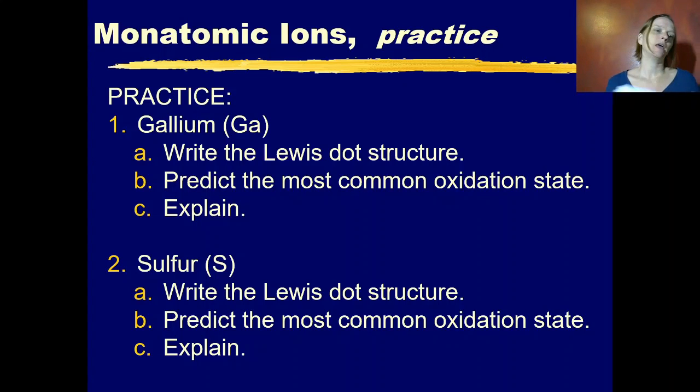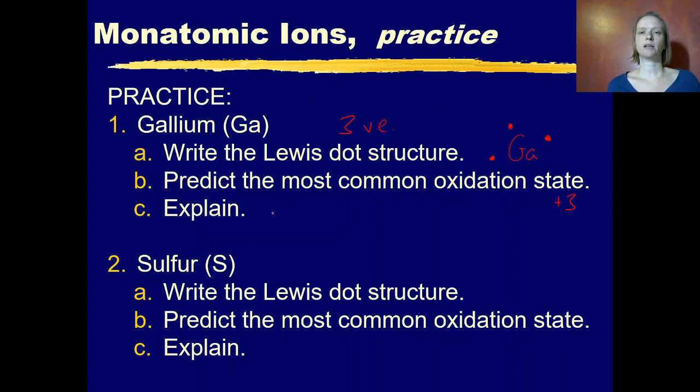Gallium is in group 13 on the periodic table. So it's going to have 3 valence electrons. Therefore, its Lewis dot structure is going to look like this: 1, 2, 3. The most common oxidation state, well, like aluminum, it can either gain 5 electrons or lose 3 electrons. It's more likely to lose 3 electrons, so that will be a charge of positive 3.